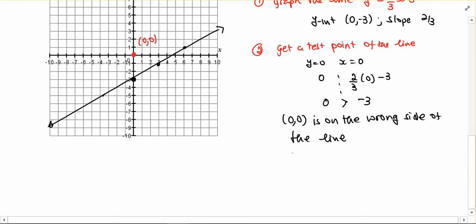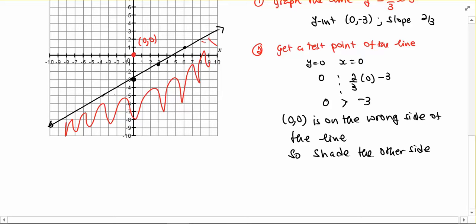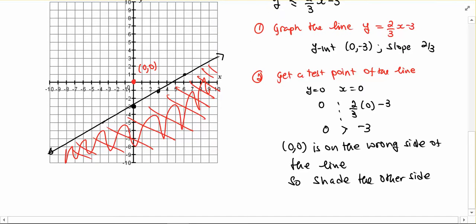So shade the other side, right? Since 0, 0 is on the wrong side of the line, what you're going to say is, well, all of this is the good stuff. So what you need to do is shade in the right area, the correct area, like so. Now, in this picture, we have where it's equal and where it's less, right? So both of which are there.